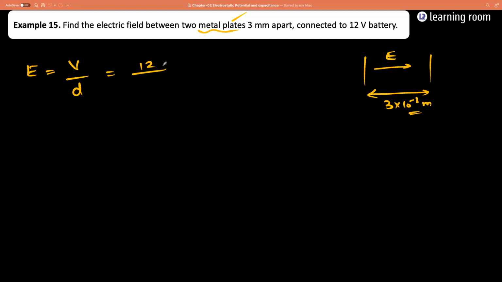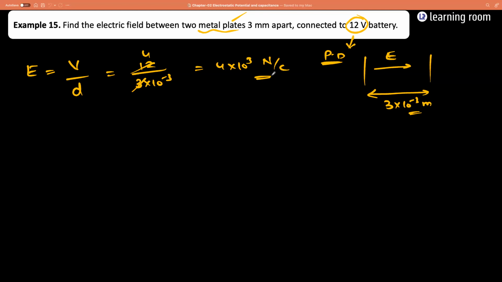So what is the value of E? It is 12 divided by D, how much? Why did I use V here? Because this 12 volt is actually not the potential, it is the potential difference. So potential difference is 12 volt divided by the distance, which is 3 into 10 power minus 3. So it will get cancelled, and you will have 4 into 10 power 3 Newton per Coulomb. Is that point clear?